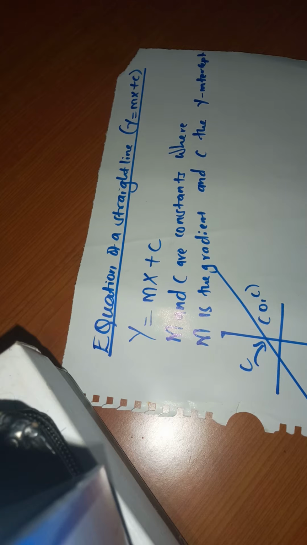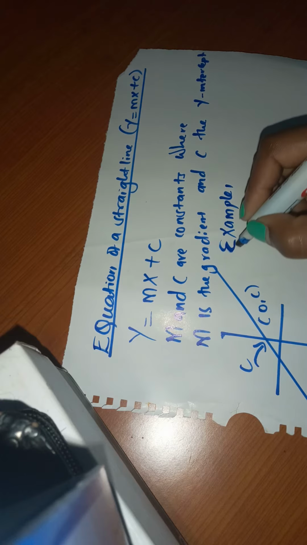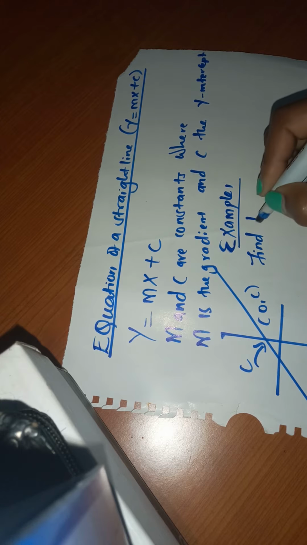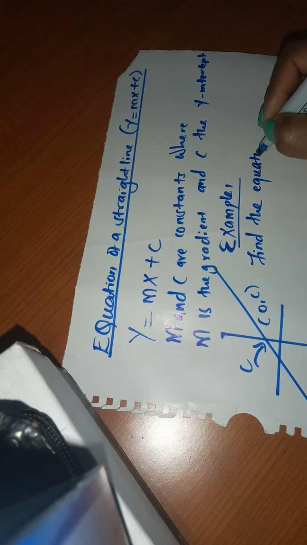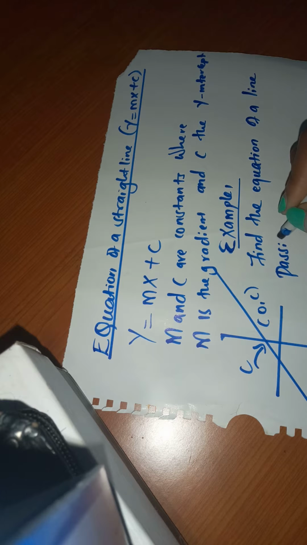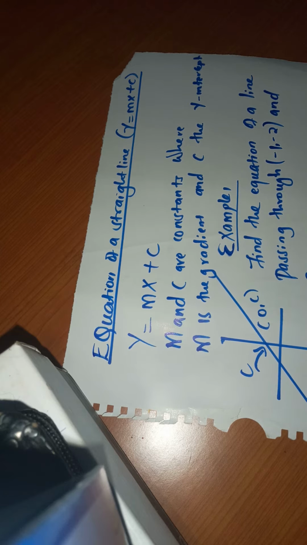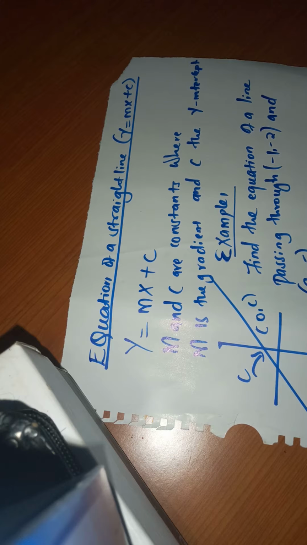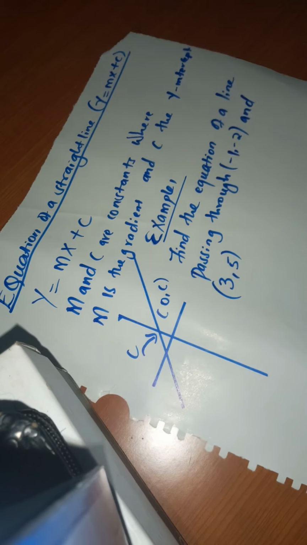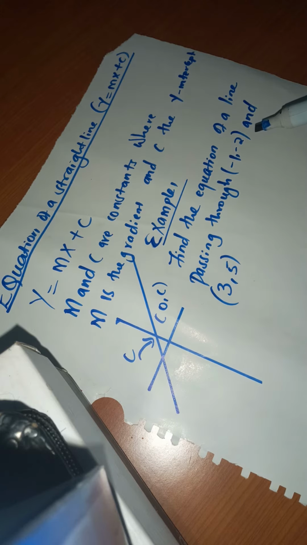I want us to find the equation of a line. So we have our example 1. Find the equation of a line passing through the points (-1, -2) and (3, 5). That is the line I want us to look at.